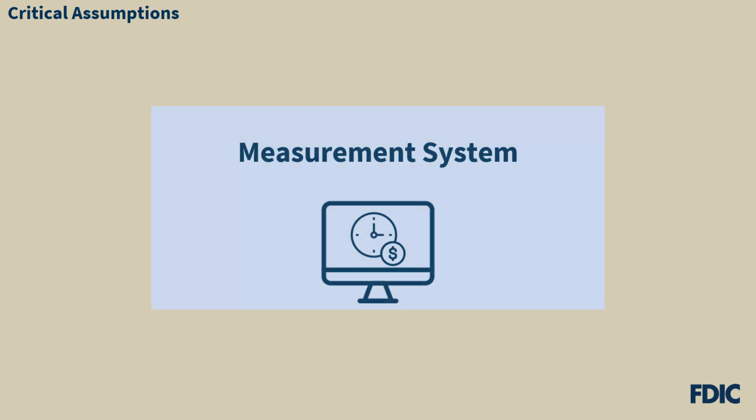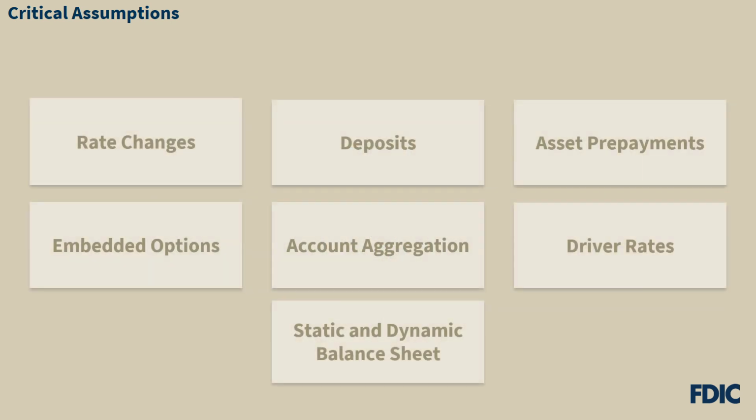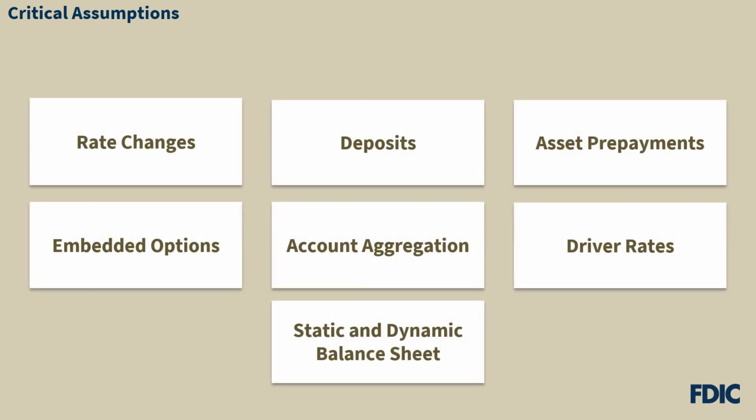Now that we've talked about the measurement systems that can be used, let's talk about some of the assumptions that are used within those measurement systems. Reasonable and realistic model assumptions are important for accurately measuring the interest rate risk position. We're going to discuss several assumptions, but focus on three critical ones: rate changes, deposit assumptions, and prepayment speeds, beginning with rate change assumptions.